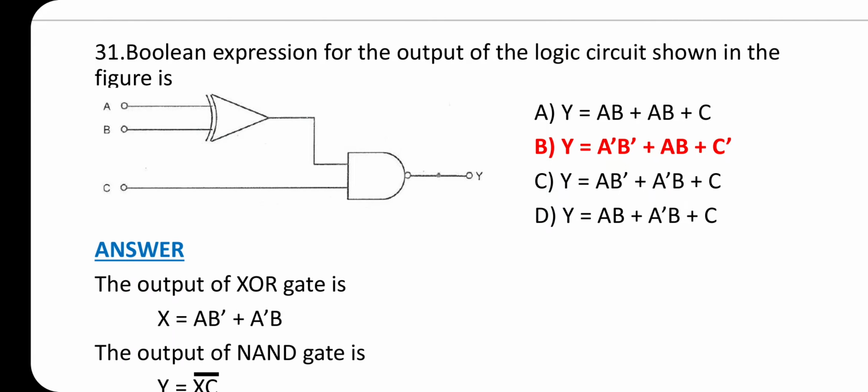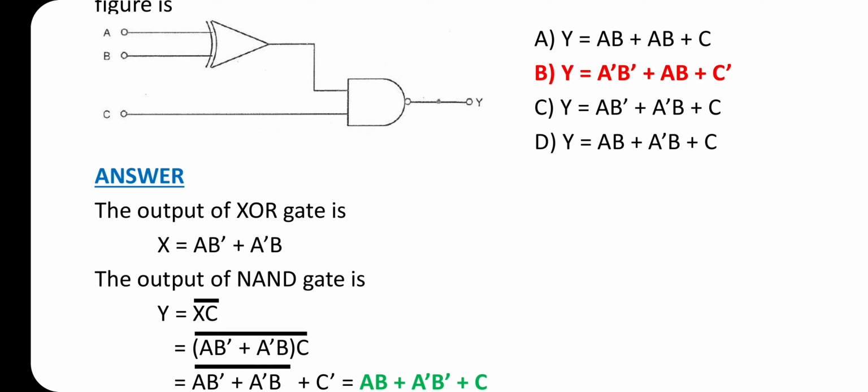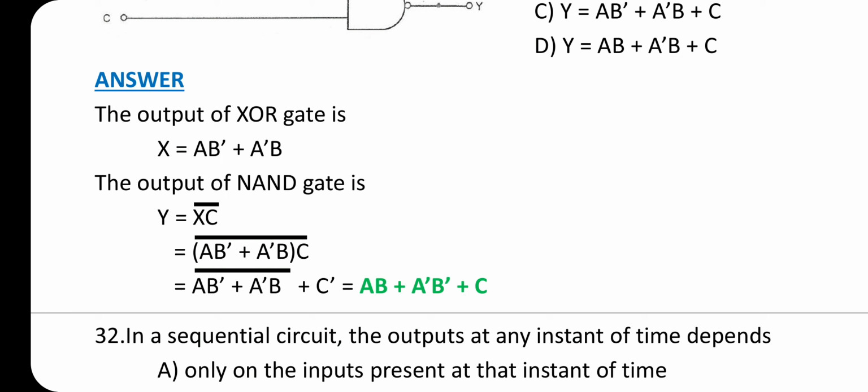Question number 31. The Boolean expression of the output of the logic circuit shown in the figure is, answer is option B, Y equal to A bar B bar plus AB plus C bar. The output of the XOR gate is X equal to A B bar plus A bar B. The output of the NAND gate is (X C) whole bar, where we substitute the value of X, which gives (A B bar plus A bar B) C whole bar.